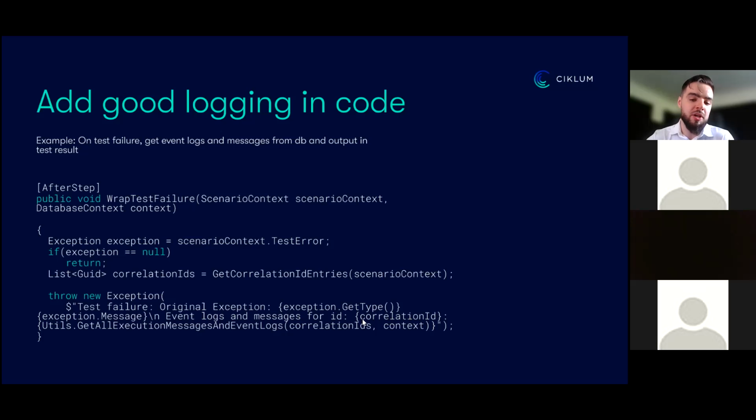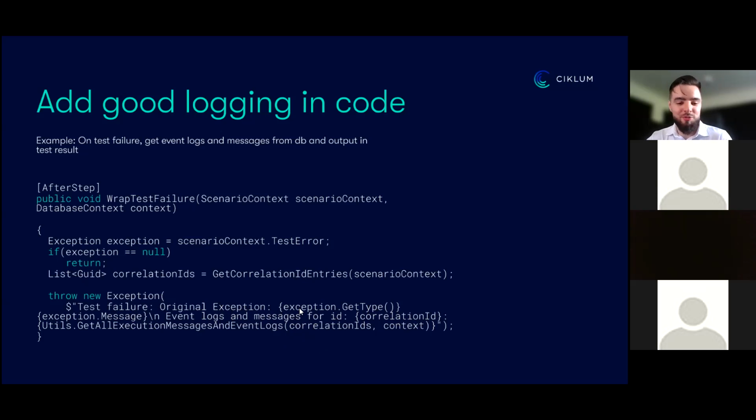So for example, we have a correlation ID for a given test, or you can have an ID for an order or for a customer, whatever. And when the test is failing, additionally to the exception or the assertion which happened, you also output all the logs from the DB. So you don't have to go manually to the DB and check all these logs, etc. It will be outputted in your pipeline.